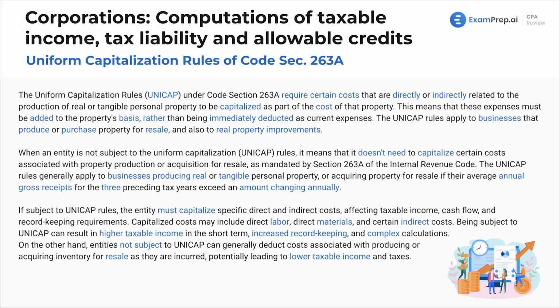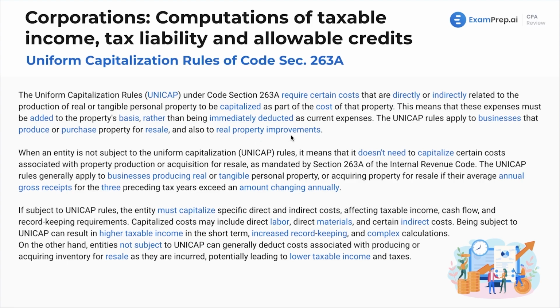All right, the Uniform Capitalization Rules of Code Section 263A. That is an absolute doozy, but we're just going to call it UNICAP. That's a lot easier. The UNICAP, the Uniform Capitalization Rules. These require certain costs that are directly or indirectly related to the production of real or tangible personal property to be capitalized as part of the cost of that property. This means that these expenses must be added to the property's basis rather than being immediately deducted as current expenses. The UNICAP rules apply to businesses that produce or purchase property for resale and also to real property improvements.